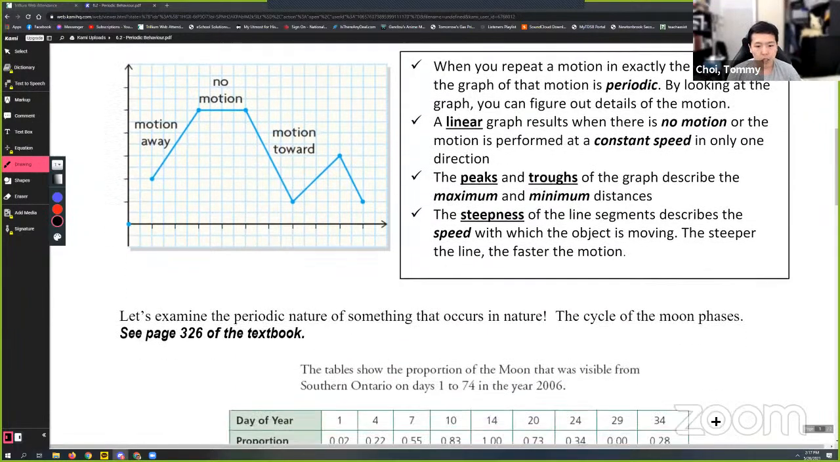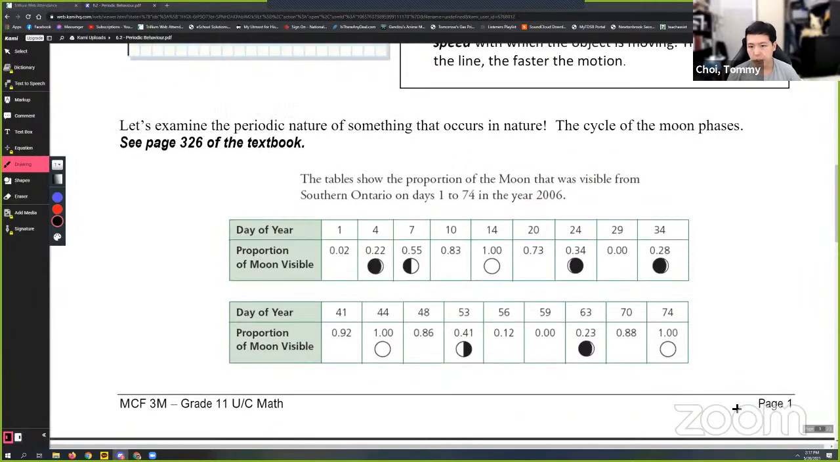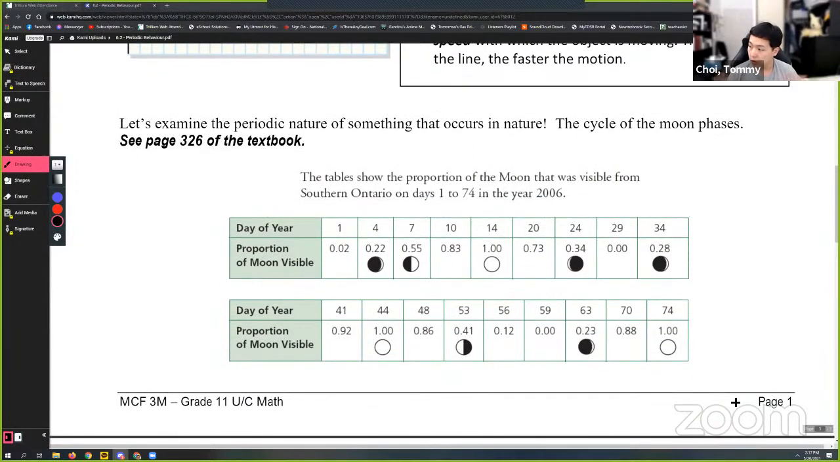On page 326 of the textbook, they actually show you something like this, which is the moon phases that we view on the Earth. So, if we look at the day of the year versus when the moon is visible, so on and so forth, we get these cycles. So we have, of course, new moon, quarter, half, full, half, quarter, and then new moon, right?